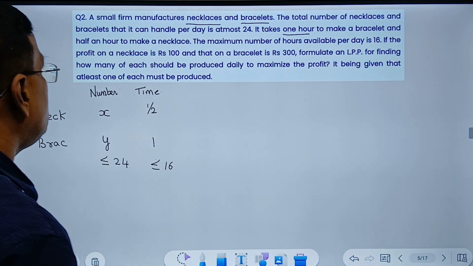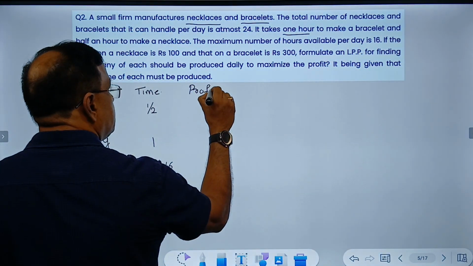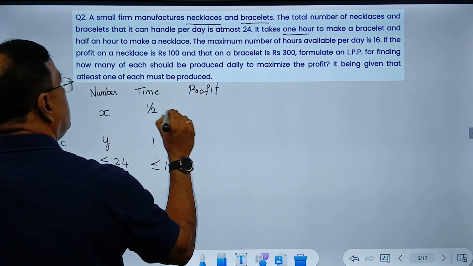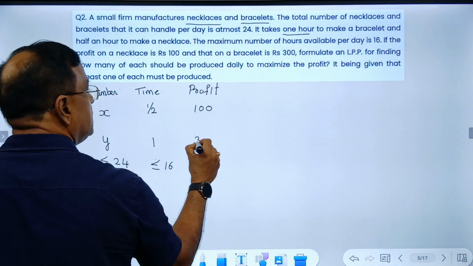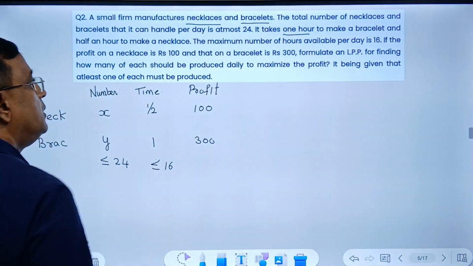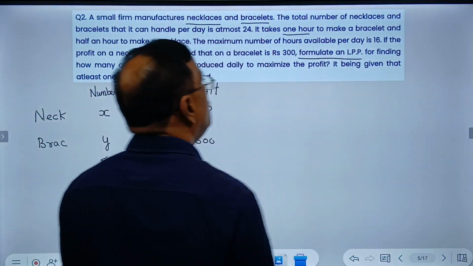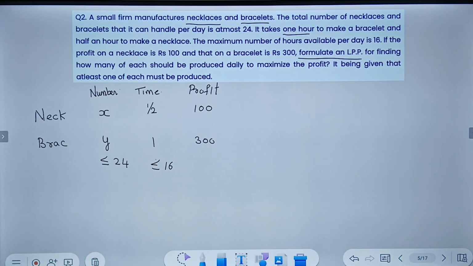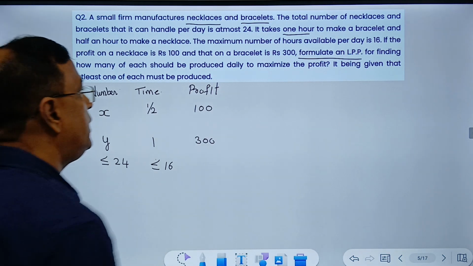And the profit on the necklace, so I have to use the word profit. What is the profit? The profit on necklace is 100 and the profit on bracelet is 300. What is the question? Formulate an LPP for finding how many of each should be produced daily to maximize the profit.